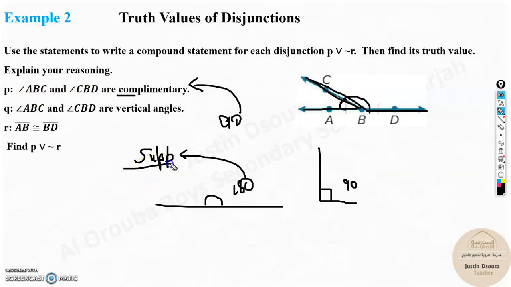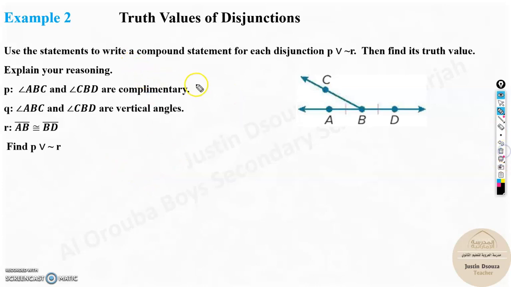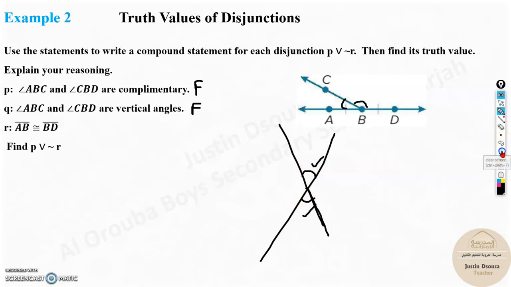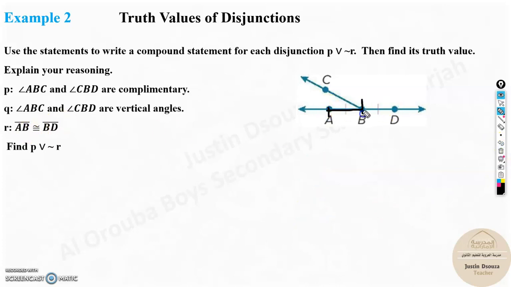They are supposed to be supplementary, not complementary. So this is false over here. And ABC and CBD are vertical angles. No, again it is false. Q is false. Why? Because vertical angles are like this, two straight lines. These are not vertical angles. These are a linear pair and they are supplementary. These two are vertical angles, this and this. What is the last one? AB and BD are congruent. Yes, they are congruent because they are mentioned over here.